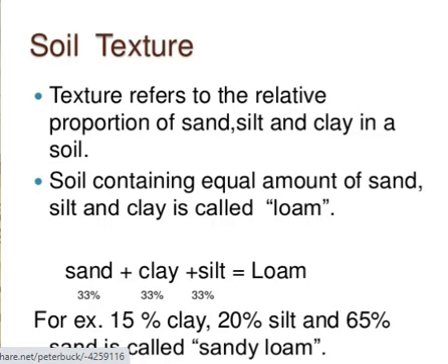Then there is another class that is known as loam. What do you mean by loam? An equal proportion of sand, silt, and clay in a soil is known as loam. It contributes 33% sand particles, 33% clay particles, and 33% silt particles. It is an equal mixture, that is 33, 33, 33, which contributes to loam.